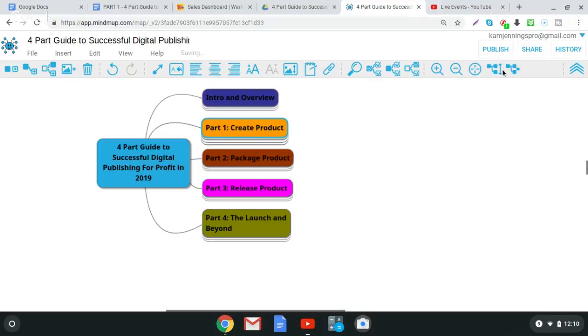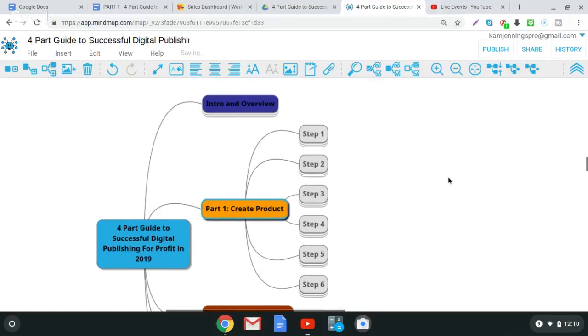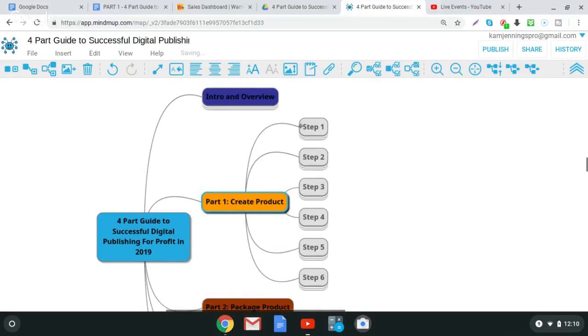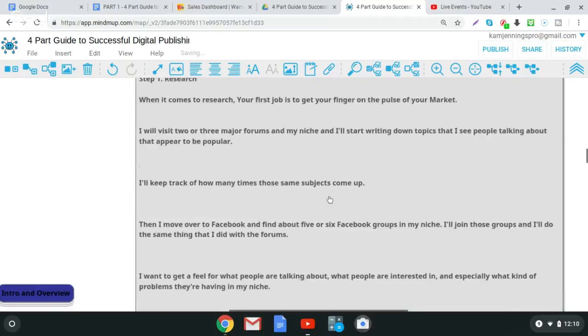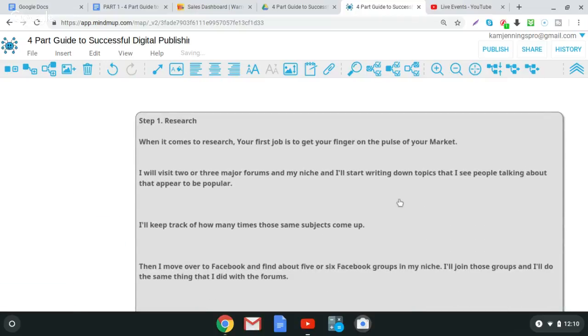Create the product. All right, we have 6 steps in part 1, and let's go ahead and move into step 1. Step 1, research. When it comes to research, your first job is to get your finger on the pulse of your market. I will visit 2 or 3 major forums in my niche, and I'll start writing down topics that I see people talking about that appear to be popular.